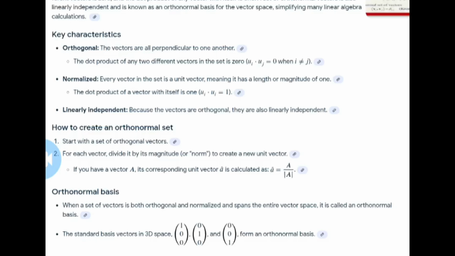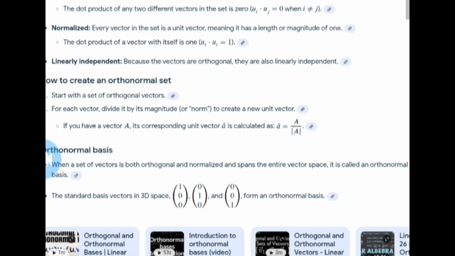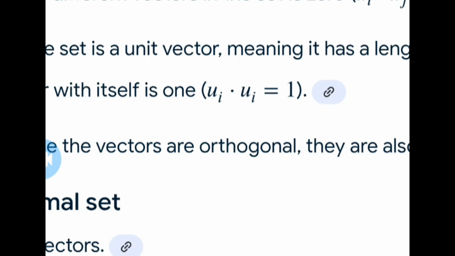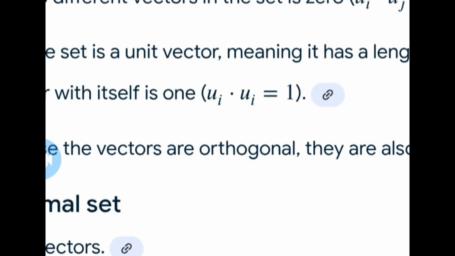Normalized. Every vector in the set is a unit vector, meaning it has a length or magnitude of 1. The dot product of a vector with itself is 1. uj dot ui equals 1. So if you multiply the x component of the vector with itself, it is going to be 1.